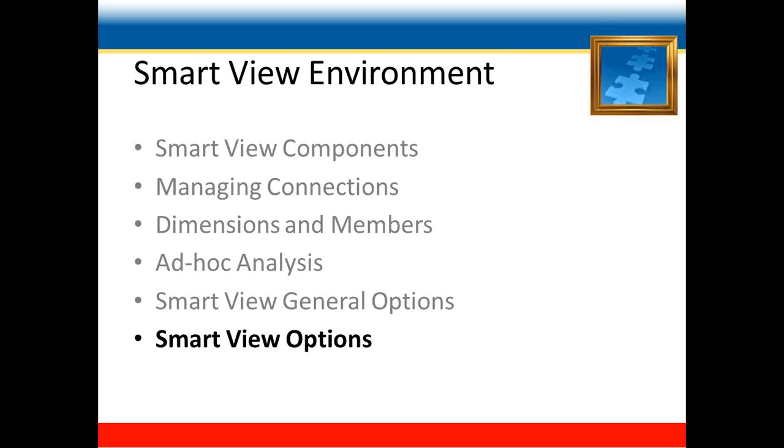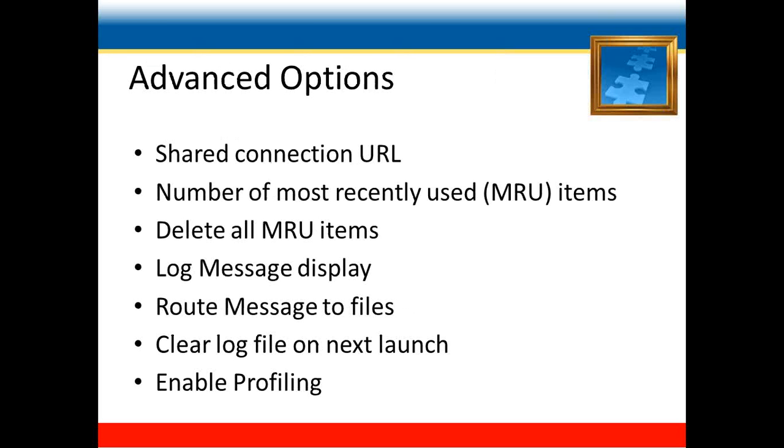We will see some of the SmartView options that are provided. First of these is the shared connection URL. We can modify the shared connection URL from the advanced option in SmartView options. The shared connection URL is used to connect SmartView with the data source, and it can be stored at a web server too.